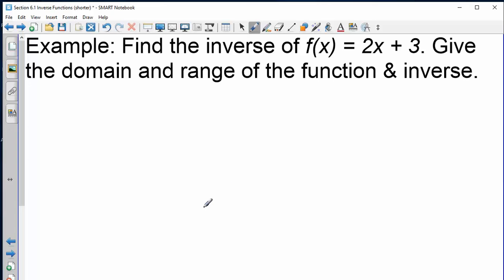So if I want to find the inverse of this, first step, instead of f of x, we are going to write y. Second step, in an inverse, x and y flip roles. So this becomes x equals 2y plus 3. Now we're just going to get the y by itself. So if I subtract my 3, divide by 2.